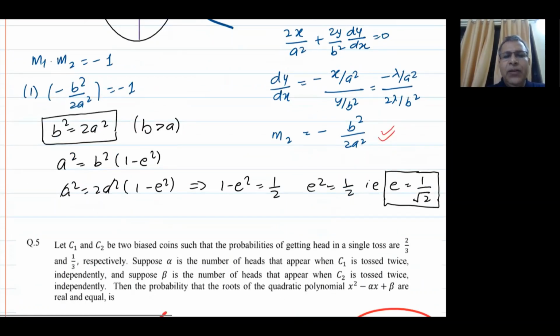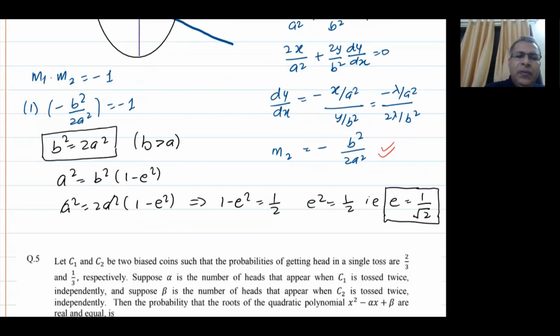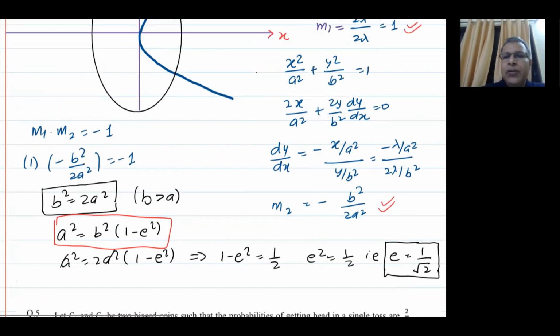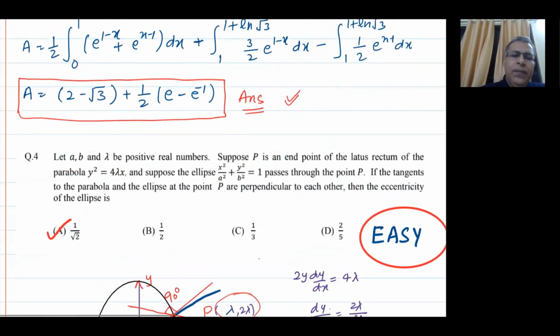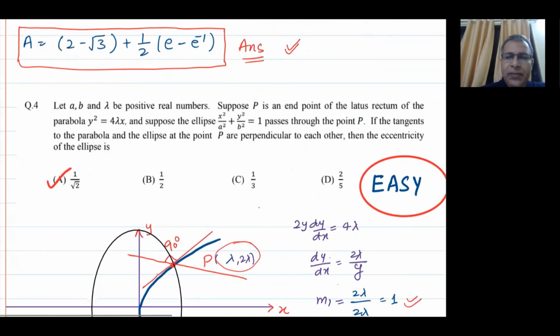Right, now we have to put the value of this result. We have to put the value of b square in this result because we are getting a vertical ellipse. So for a vertical ellipse, we have to write a square equal to b square into 1 minus e square, and put b square equal to twice a square. So a square and a square will get cut, and we are getting 1 minus e square equal to 1 by 2. So therefore e equal to 1 divided by root 2. So the answer is E. So this is a very simple question.